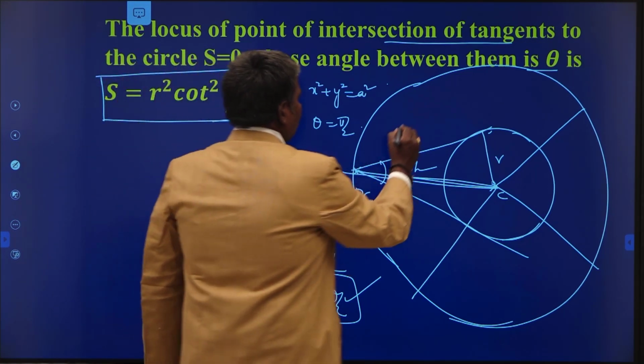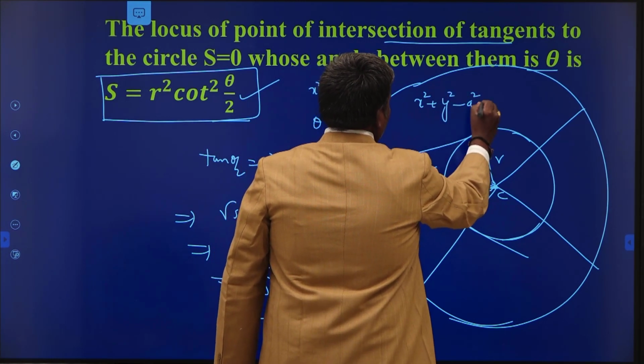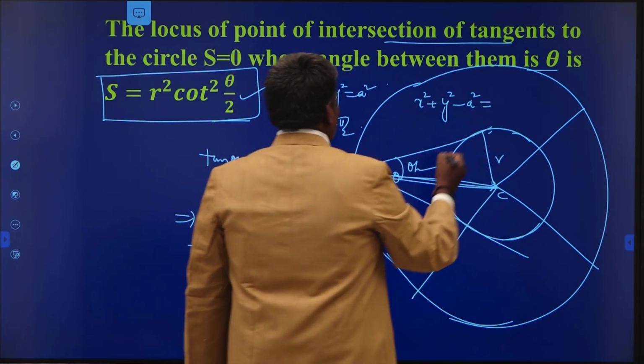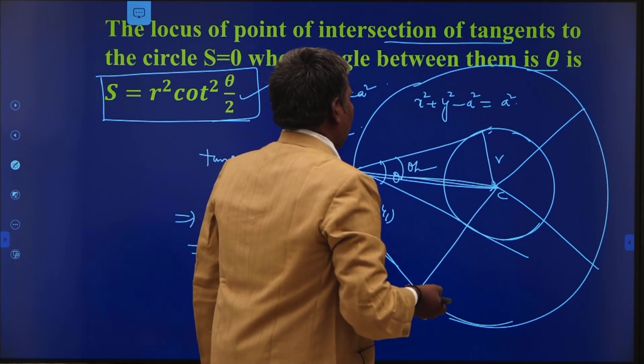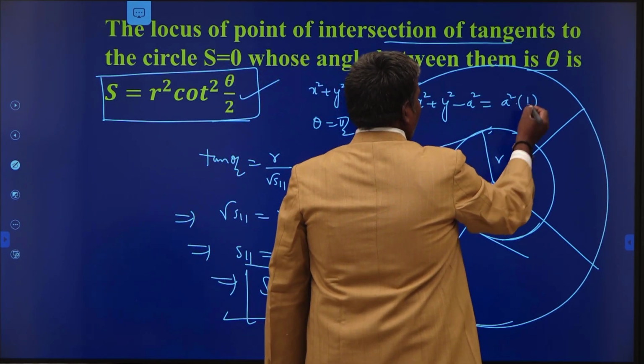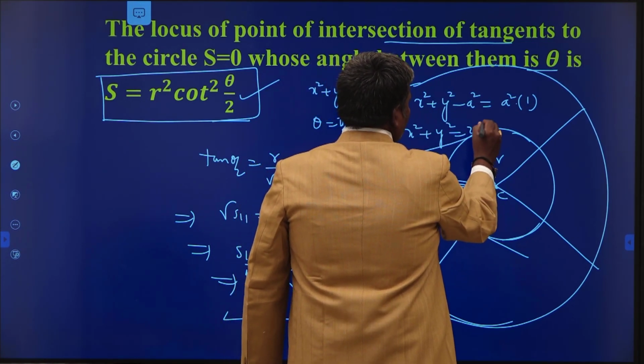What is your S now? X square plus y square minus a square. S is equal to r square, R square we mean a square, cot square theta by 2, cot square pi by 4. Cot pi by 4 is what now? 1. So your answer is what? X square plus y square is equal to 2a square.